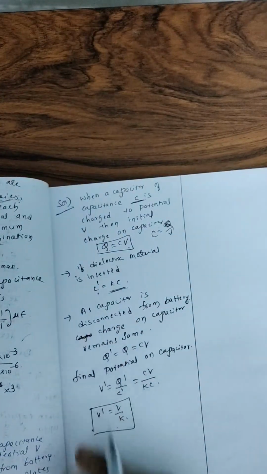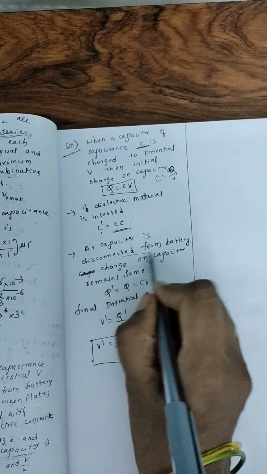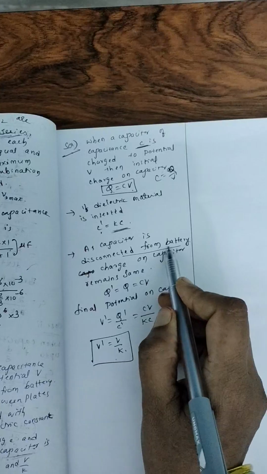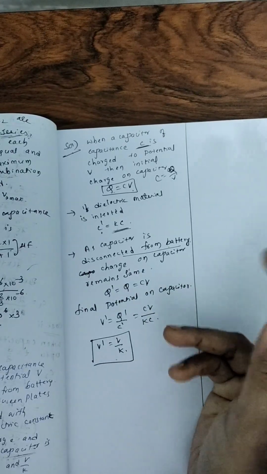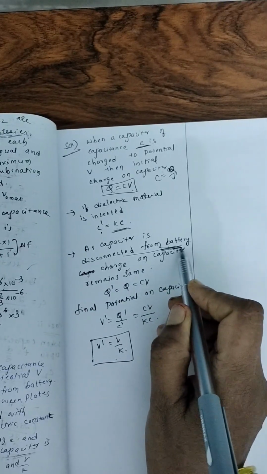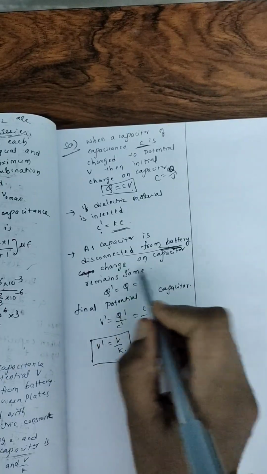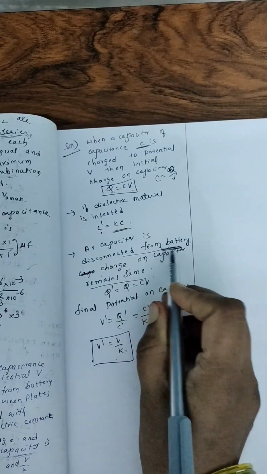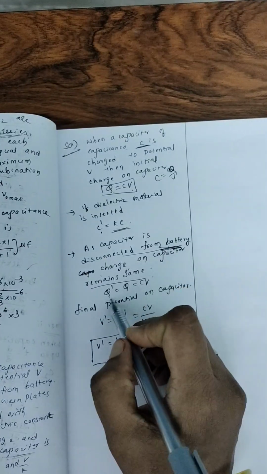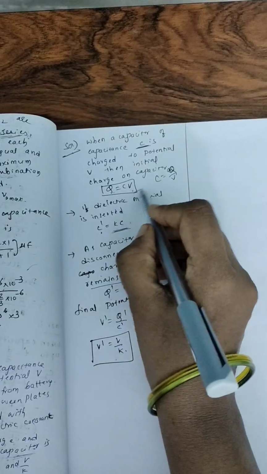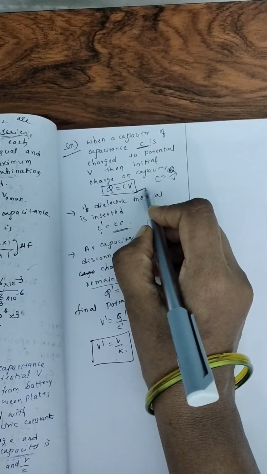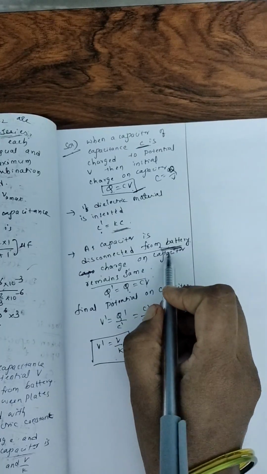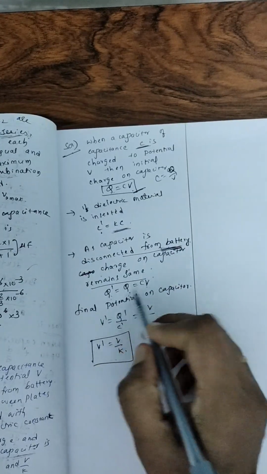Now next, he disconnected from the battery. When he disconnected the battery, the charge remains the same. The charge will not change because the battery is not there. How could the charge change? Impossible. So charge remains the same. So Q dash is equal to Q, equal to CV. The same charge we found when the battery is connected, we find when the battery is disconnected. Because there is no battery, the charge doesn't change. Q dash equals Q equals CV.